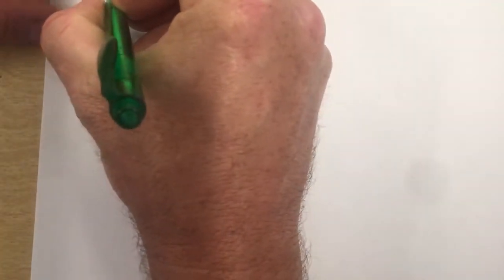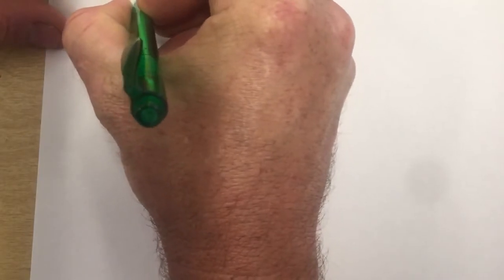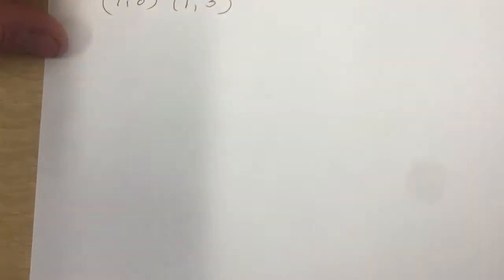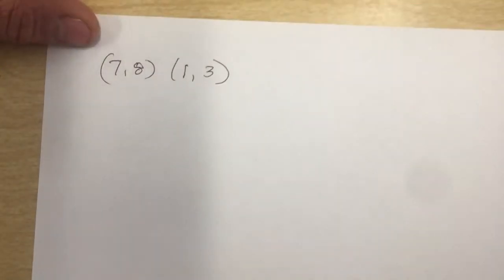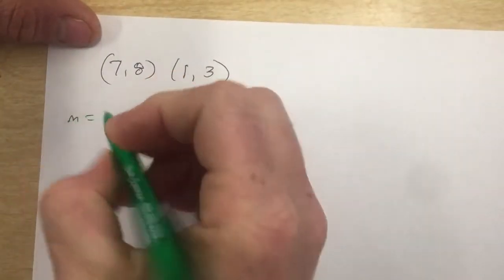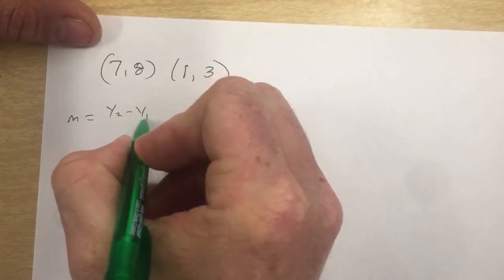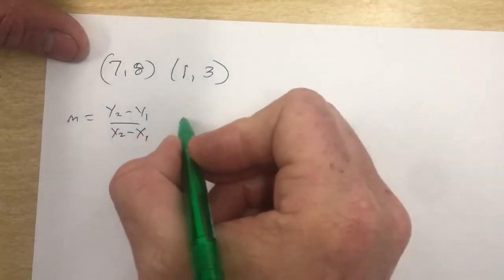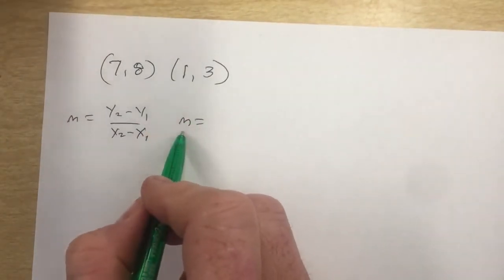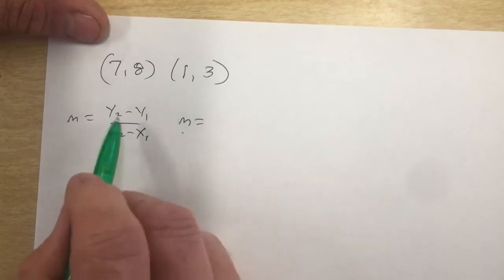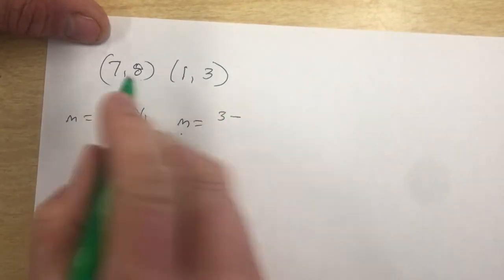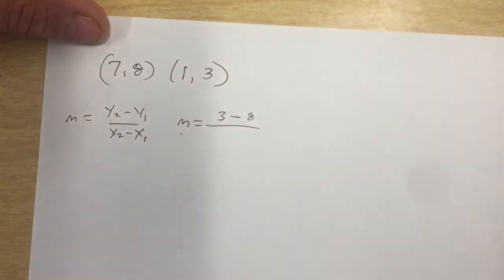So now let's do a couple more maybe. Suppose I have (7, 8) and (1, 3). What's the slope of this? We'll just use the slope formula. Again, it's y in point 2 minus the y in point 1, x in point 2 minus the x in point 1. So in this one, my slope, and m is the letter we use to represent slope, the y in point 2 is 3 minus the y in point 1, which is 8. So that's 3 minus 8 on top.